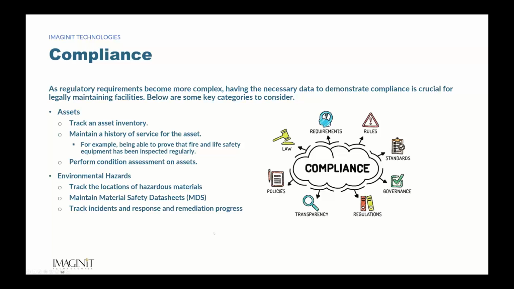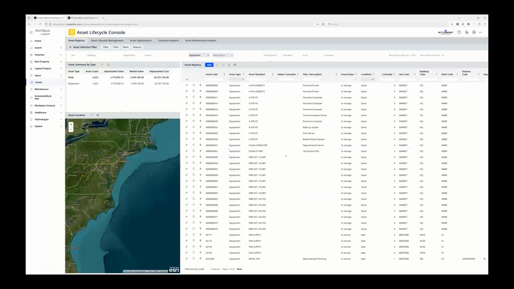We can also handle environmental hazards, so we can track the locations of hazardous materials and be able to highlight those on a map. We can do the material safety data sheets. We can track incidents and response. We can track remediation progress. So many different things. So let's take a look at a couple of those things. On the asset side, since we're in the console here, let me find an asset for us to look at.